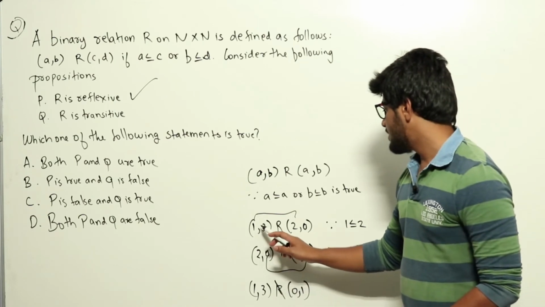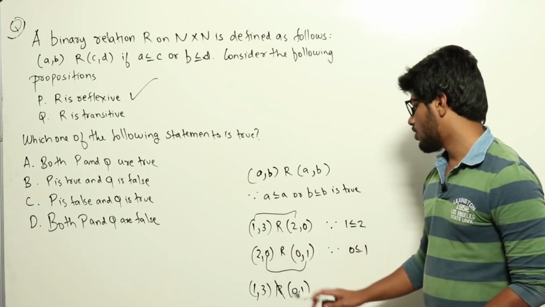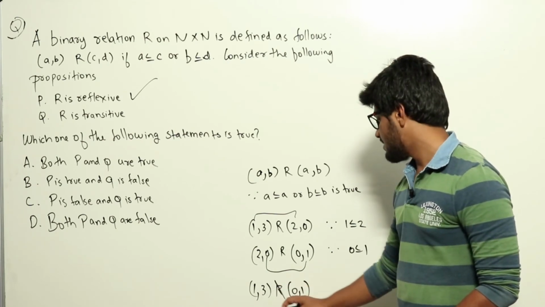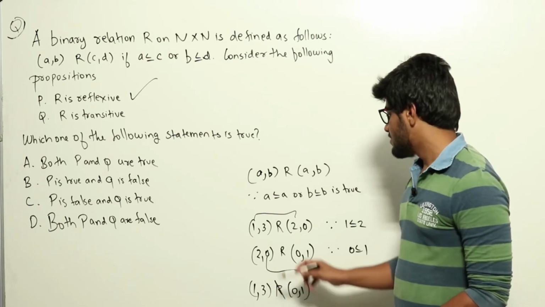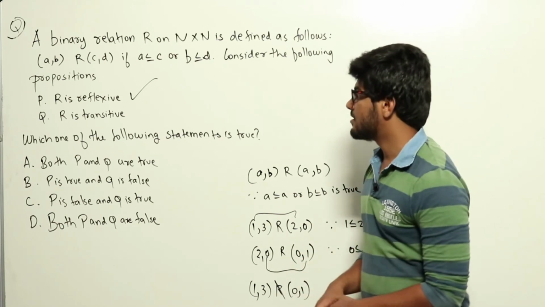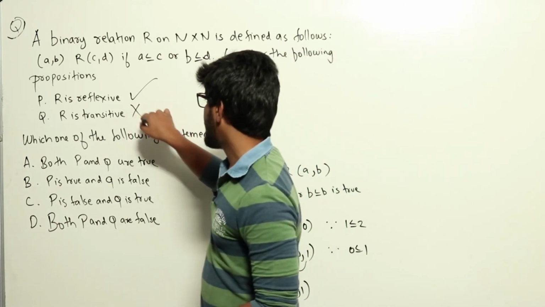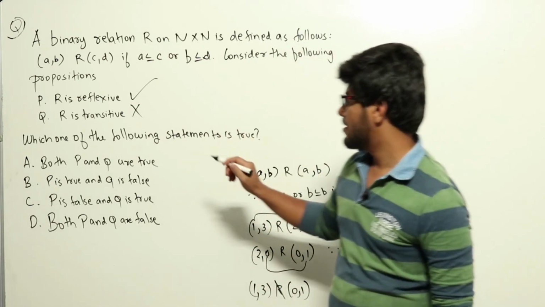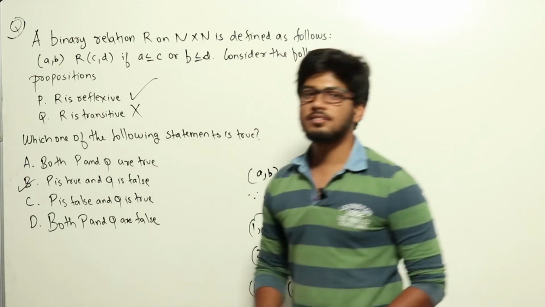But (1, 3) is not related to (0, 1) because 1 less than or equal to 0 is false. Similarly, 3 less than or equal to 1 is also false. So clearly we have a counterexample to show that this relation is not transitive. So Q is false. So looking at the options, P is true and Q is false. Option B is the right answer here.